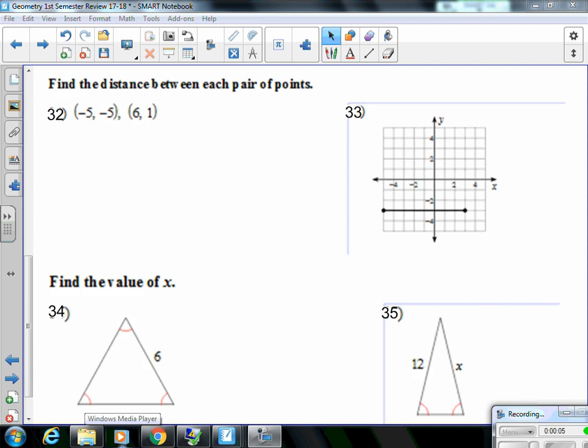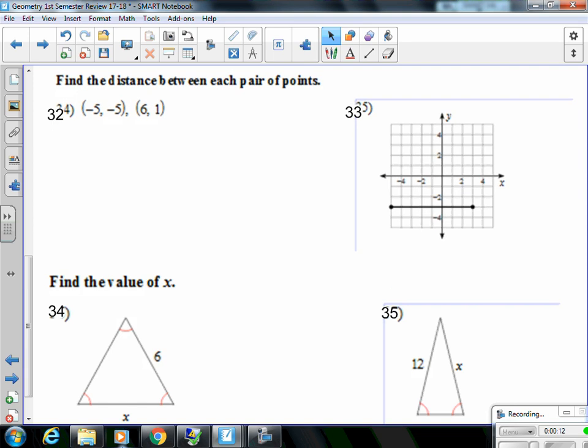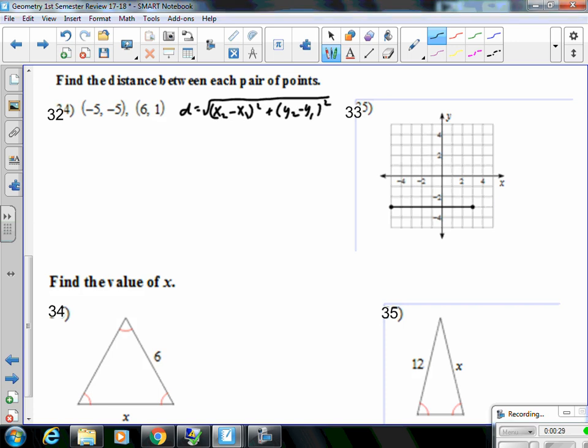All right, so number 32, find the distance between each pair of points. So using the distance formula, d equals the square root of (x sub 2 minus x sub 1) squared plus (y sub 2 minus y sub 1) squared. So x1, y1, x2, y2.